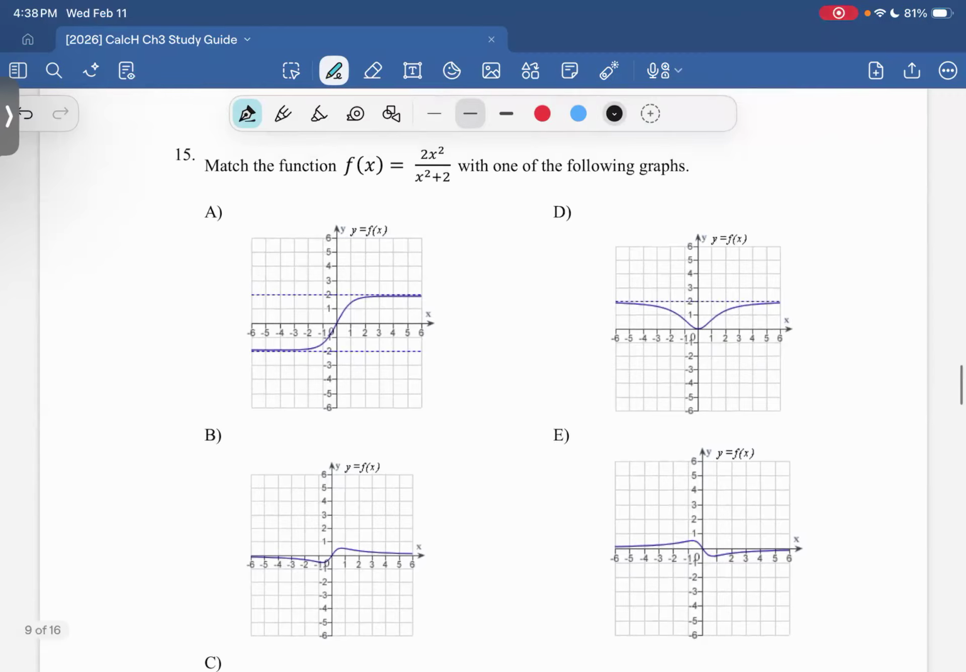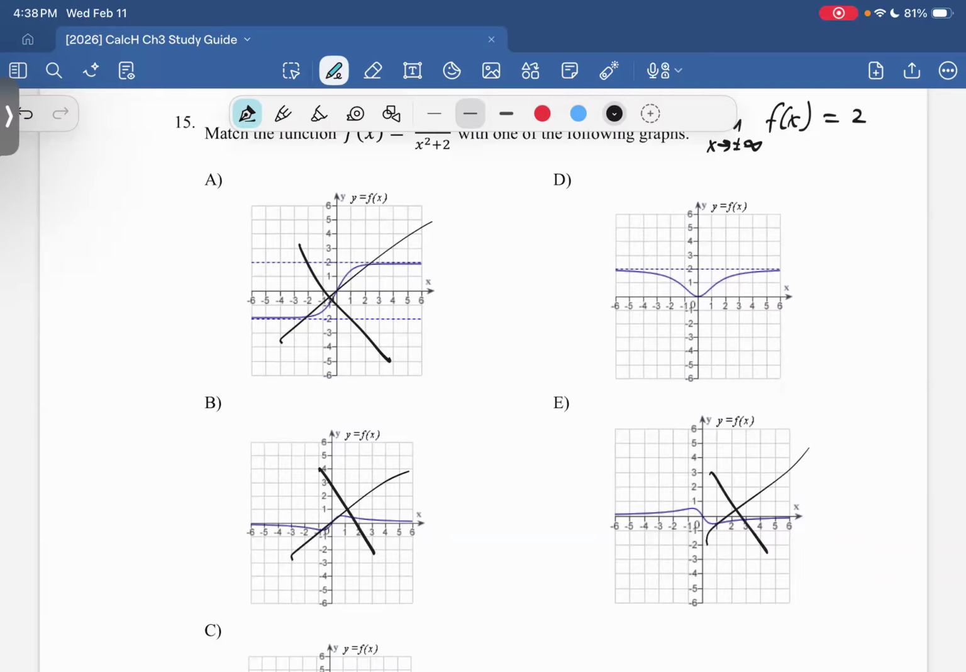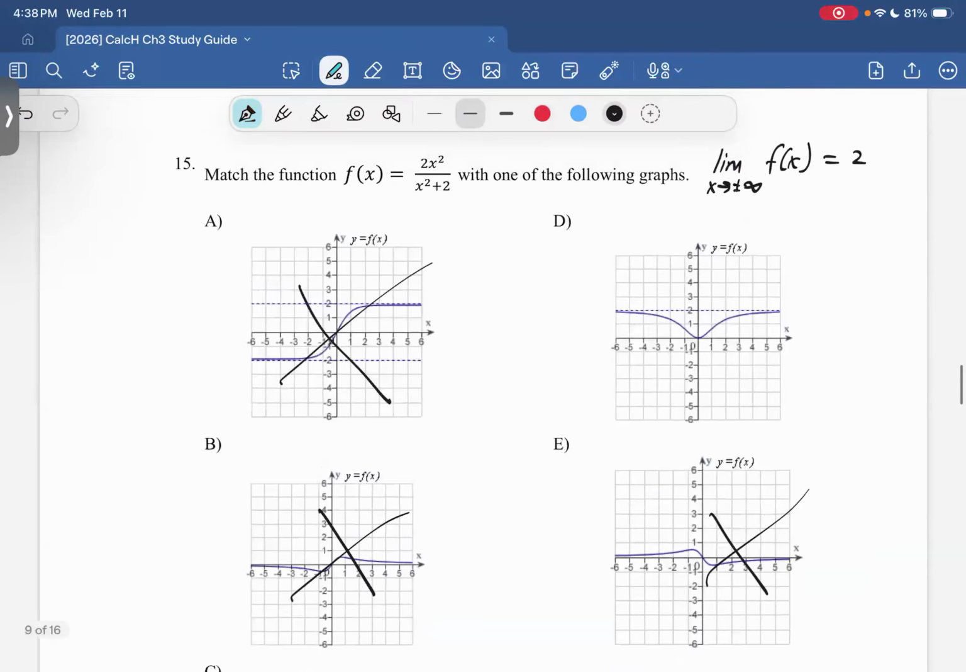Okay, next question. We're going to do the same process. So first find the horizontal asymptote. Here the horizontal asymptote is actually going to be 2. The reason is because the degree in the numerator and denominator is the same, and so we just take the leading coefficients and divide them. 2 divided by 1. So our horizontal asymptote is 2. And only positive 2, right? So not -2. So it eliminates A, B, E, and C. And we're left with just D. So that's pretty straightforward.